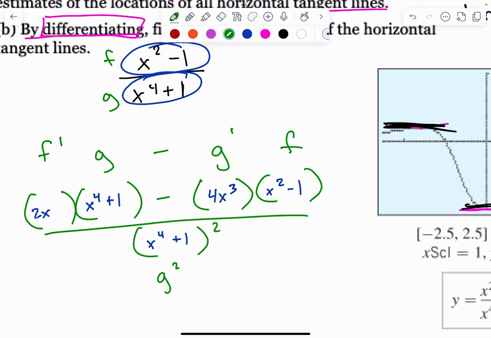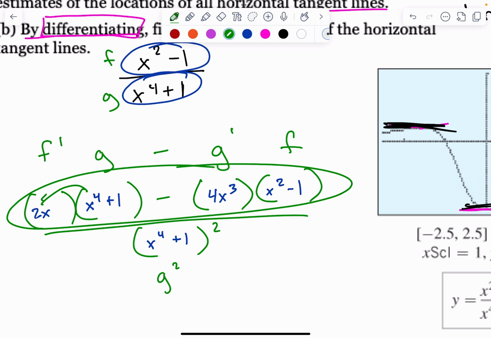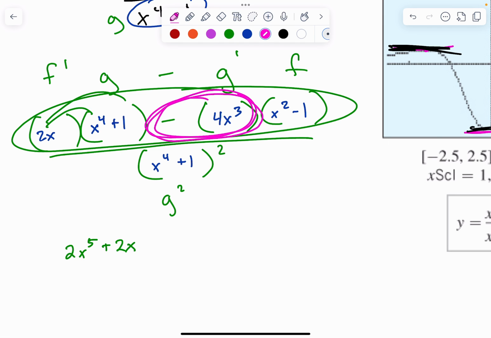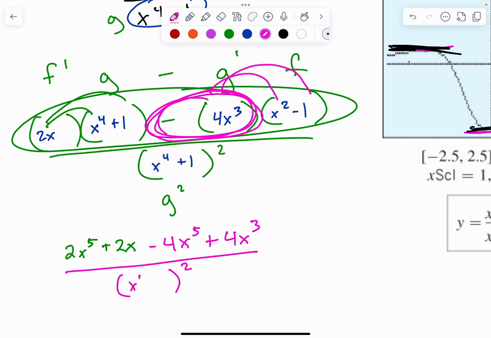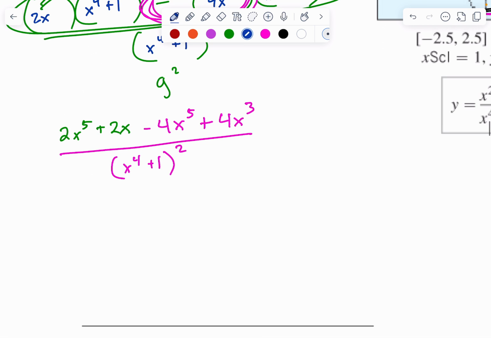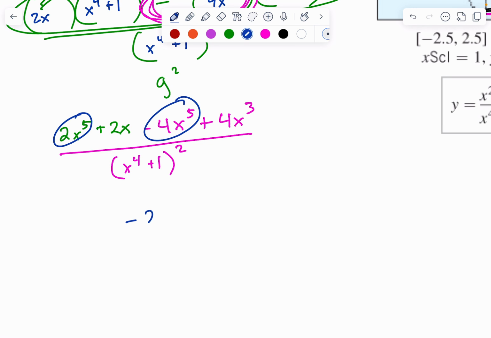All right, now I'm going to fix this top, right? If I distribute my 2x through, I've got 2x to the fifth plus 2x. Okay, now don't forget that this minus goes with the 4x cubed. So I've got to distribute him through. That's going to be negative 4x to the fifth plus 4x cubed all over that junk squared. x to the fourth plus 1 squared. Okay, so there's what we've got now. Now I'm going to put stuff on the top together. So if I do this guy and this guy, that's negative 2x to the fifth plus 4x cubed plus 2x.